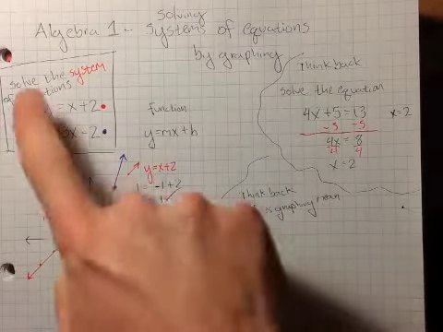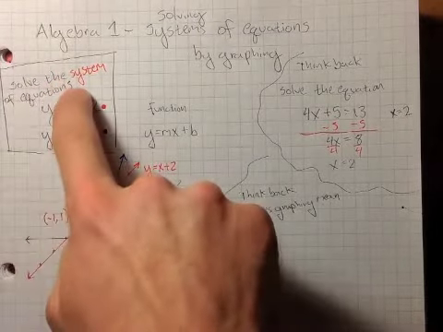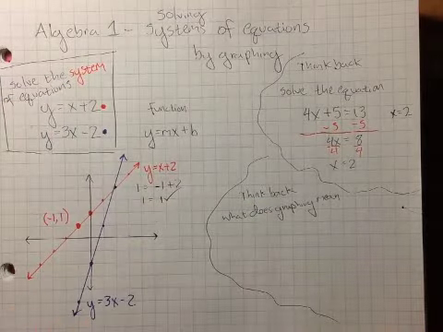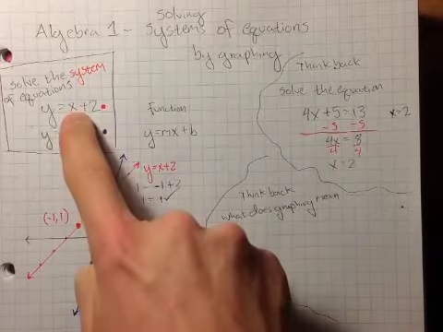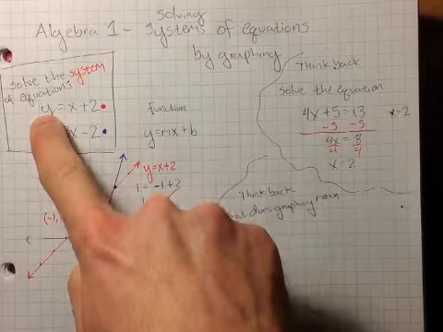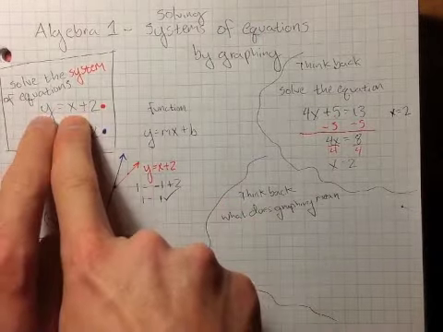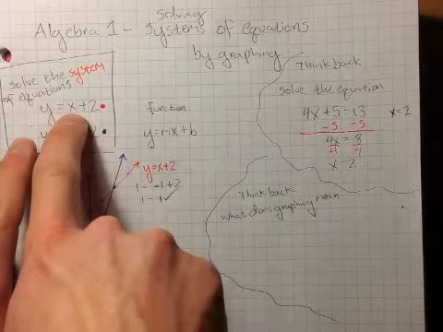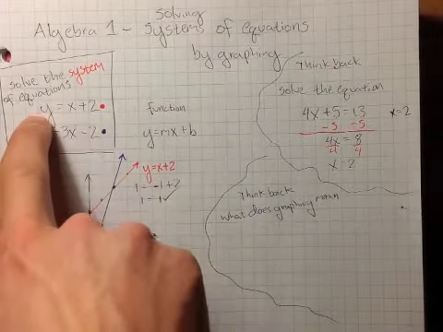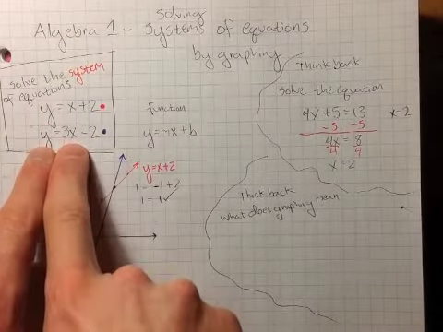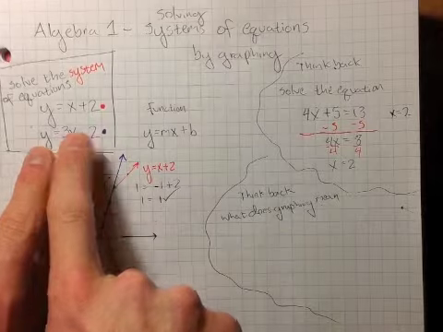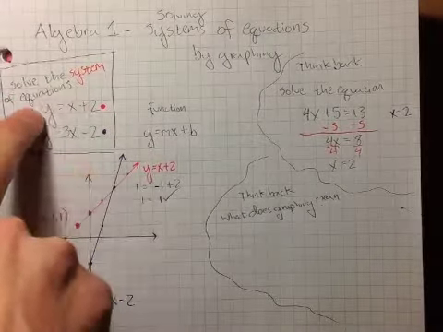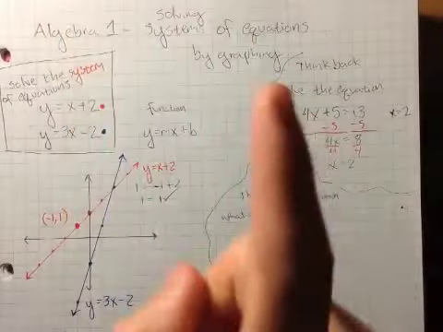Now, when I ask you to solve a system of equations, what I'm asking you to do is find the value of x and y that you can stick into the top equation to make it true, and you can stick the same value for x and the same value for y into the second equation to make it true as well. So solving a system of equations means find the x and the y that makes both equations true at the same time.